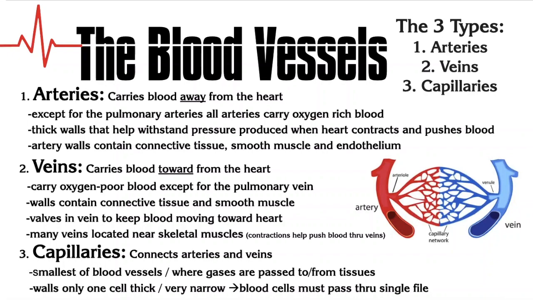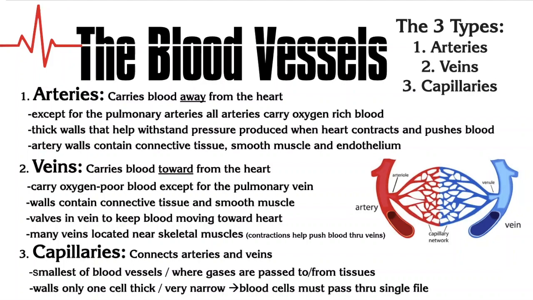Now, they do have a thicker wall, and this helps with the blood contraction, pushing the blood through to withstand the pressure. And this is going to be made up of connective tissue, smooth muscle tissue, and endothelium. Veins, on the other hand, carry blood to the heart. And we said the main veins, or the largest veins, are the vena cavas. Now, these are going to carry oxygen-poor blood, except for the pulmonary vein, which just refills oxygen. Now, the walls of the veins also contain connective tissue and smooth muscle.